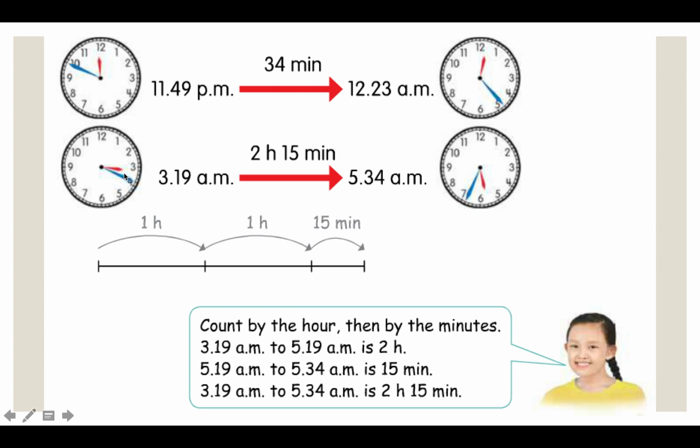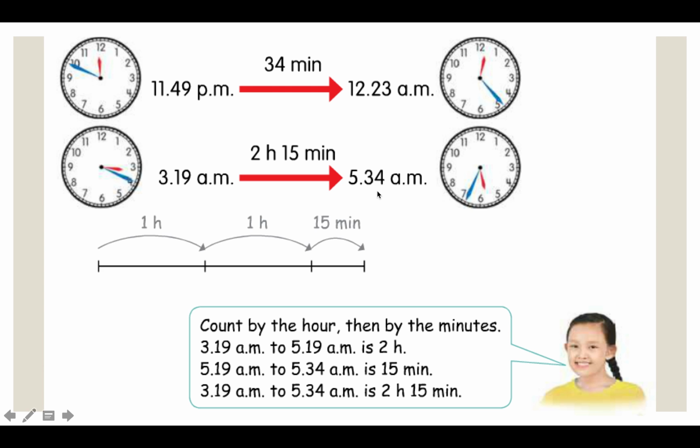Next. Now, what if the starting time is 3:19 and the ending time is 5:34? Now this is a little complex. We'll count hour by hour. Over here, I will write the starting time, 3:19 a.m. and we go to the next hour. What is the next hour? 4:19. I add 1 more hour, 5:19. And I have to stop here because if I were to go 1 more hour, it will be 6:19 and it is overshot already. That is not the timing that I want. So I stop at 5:19 a.m.